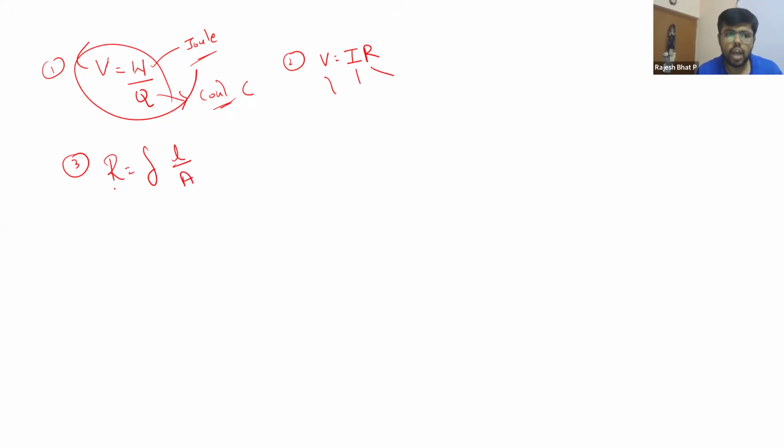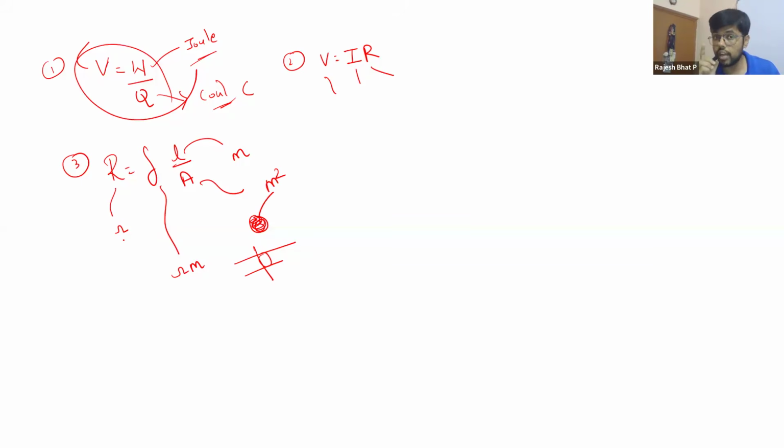What is this? R is resistance, which is in ohm. Rho is resistivity, which is ohm meter. L is the length of wire, which is in meter. A is the area of cross section. If you cut a wire, you see this is the cross section, right? This area will be in meter square. You should know the SI unit very carefully. I'll tell you why when you solve the numericals. You'll understand.